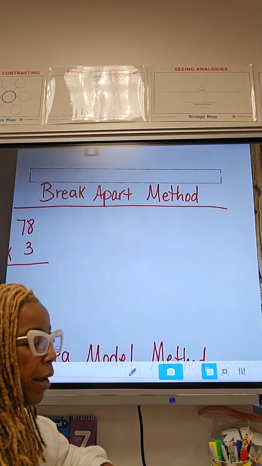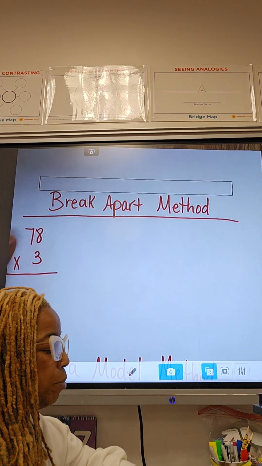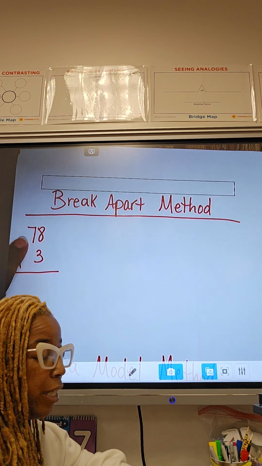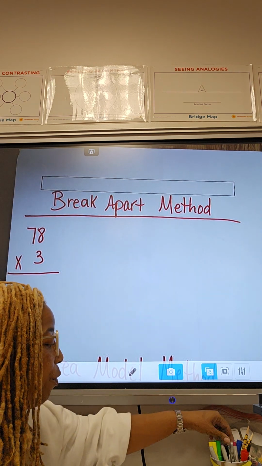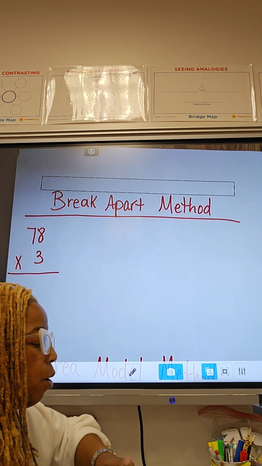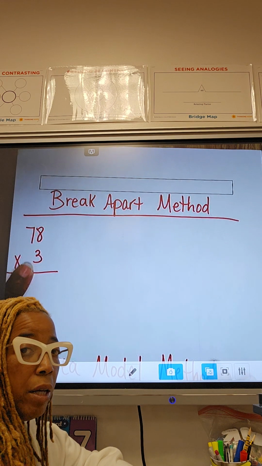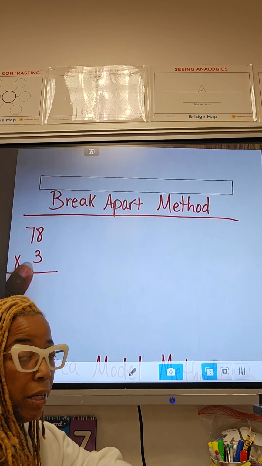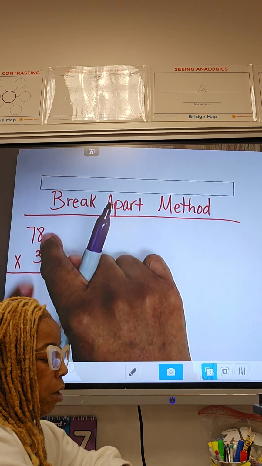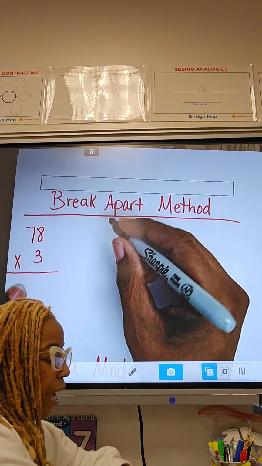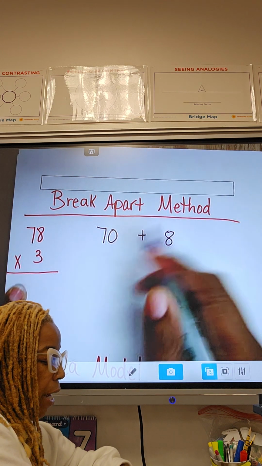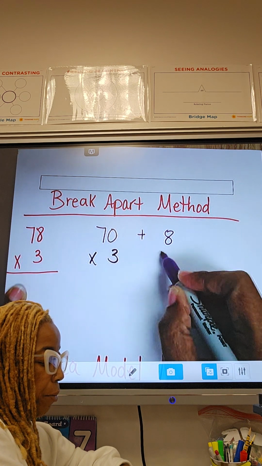So let's look at the break apart method. The break apart method simply says to break your largest number into expanded form, and then after you break it to its expanded form, you're going to multiply it by the bottom number. This makes friendly numbers. This makes it easy for scholars to multiply. So 78 is 70 plus 8, and you multiply each of these times 3.